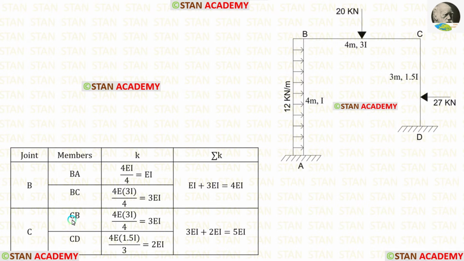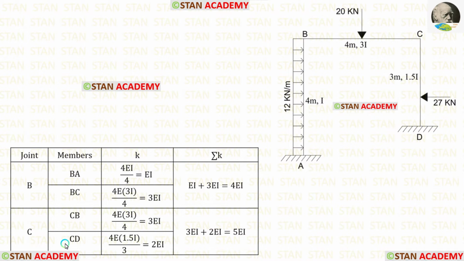Now let us find the stiffness for CB. For that, from the joint C, we have to look at the point B. The point B is continuous. If the far end is continuous, the formula for the stiffness is 4EI upon L. Length of CB is 4. Let us apply that. The moment of inertia for CB is 3I. So instead of I, we have to apply 3I. Finally, for the stiffness of CB, we are getting 3EI.